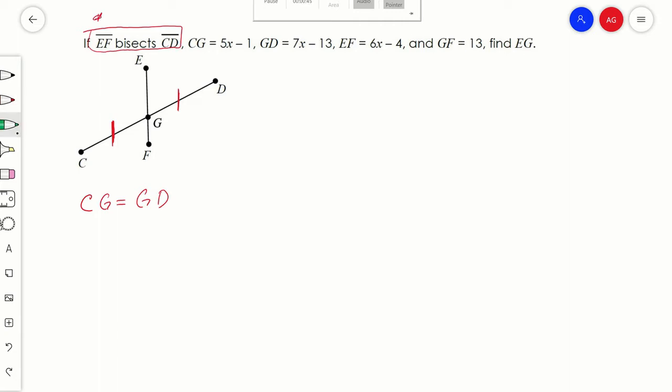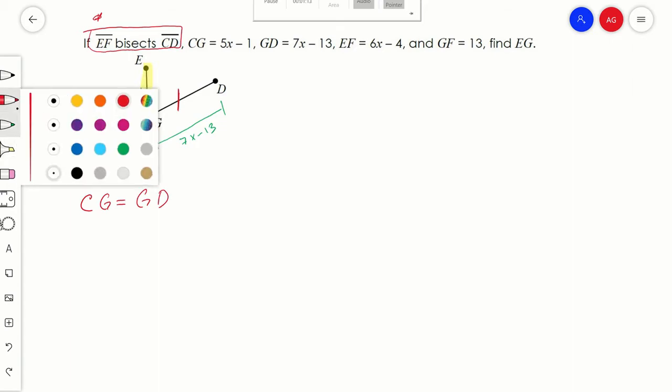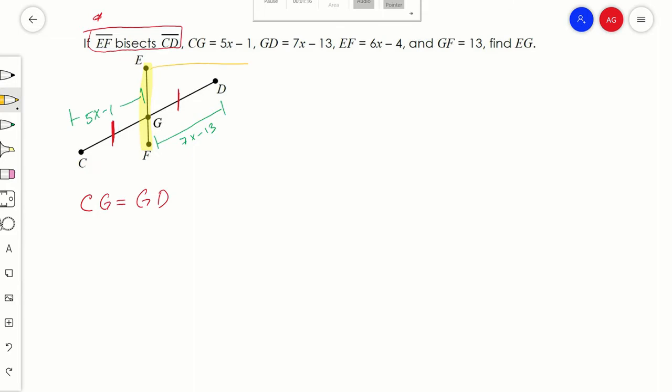So let's keep going. Let's see what other information they give us. They're telling you CG, so this part here, is 5x minus 1, from here to there. And they're telling you GD, so this part here, is 7x minus 13. They're telling you that EF, so this entire thing here, is 6x minus 4. And they're telling you that this little piece there, GF, is 13. And they want you to find EG.